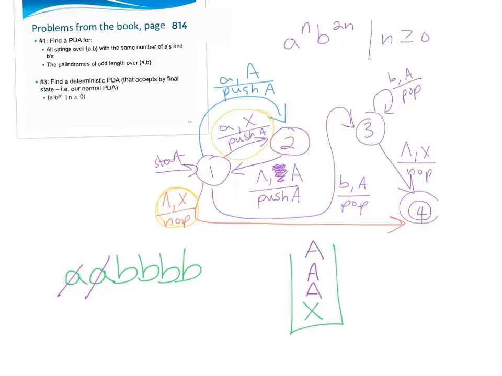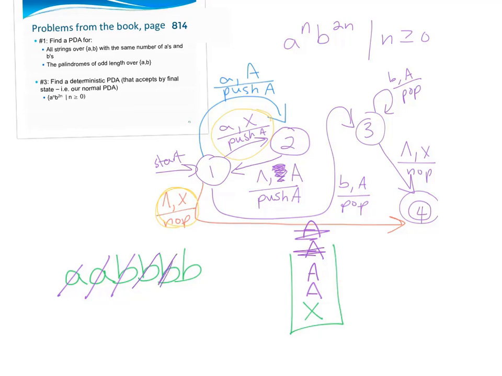And then again, I'm at state 2 at this point, and the only way to get anywhere is to go back to state 1 and push another A, right? At this point, I see a B, and the only thing I can do to get out of 1 on a B is to take this transition, which says if I have a B and I see an A at the top of the stack, pop. So I will process that and pop. I'm now at state 3, and I don't see an X, so the only thing I can do is take this B, A, pop. So I process my B, I see the A at the top of the stack, I pop it.